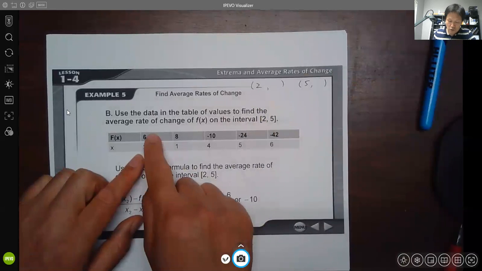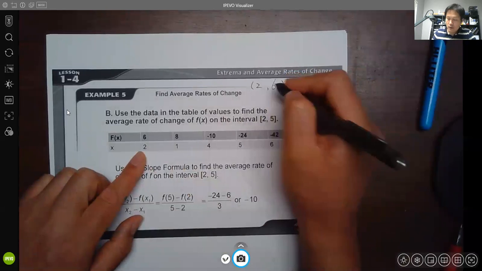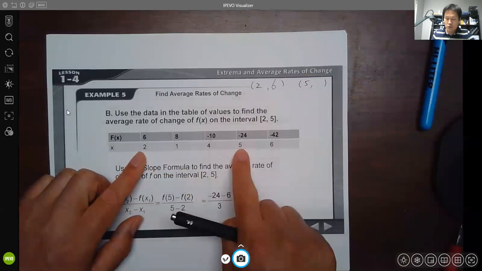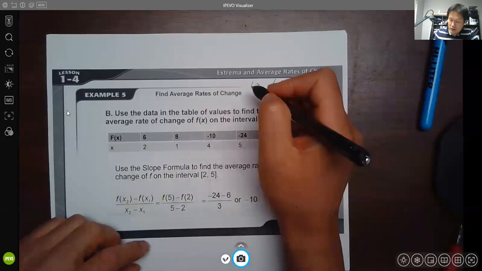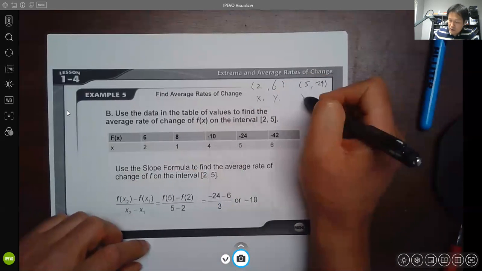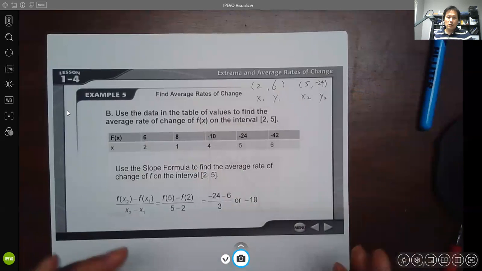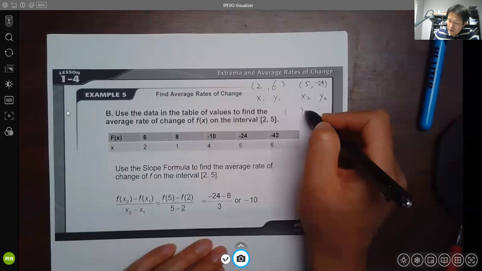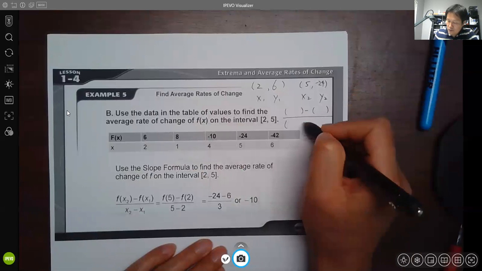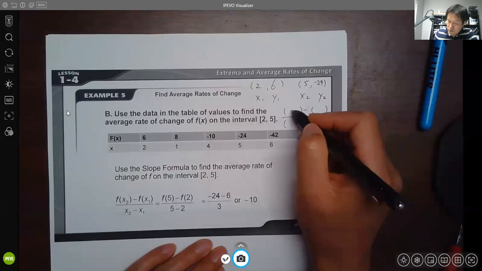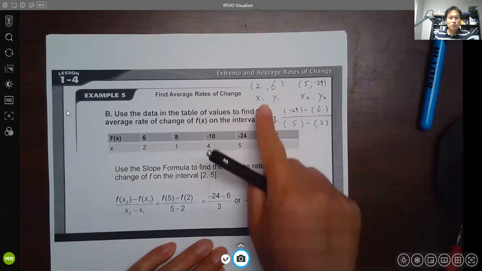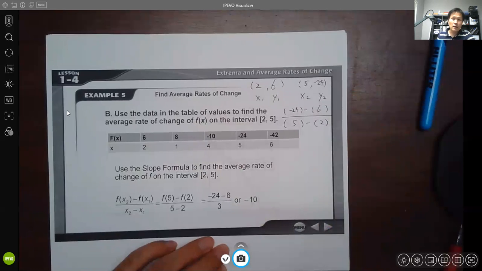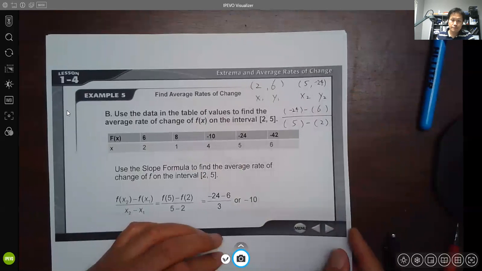X value is 2, what's y value? 6. X value is 5, what's y value? Minus 24. Okay, that's x1, y1, x2, y2. Put that into the formula. So that will be what? y2 minus y1 all over x2 minus x1, minus 24, 6 here, 5 and 2. Put that into the calculator. You get minus 10. Easy.